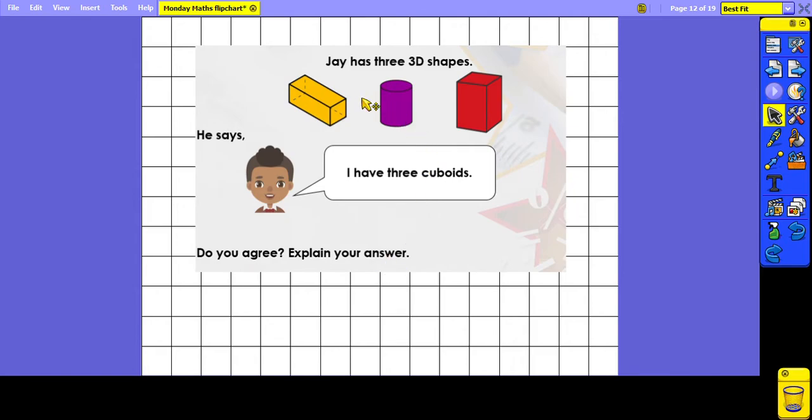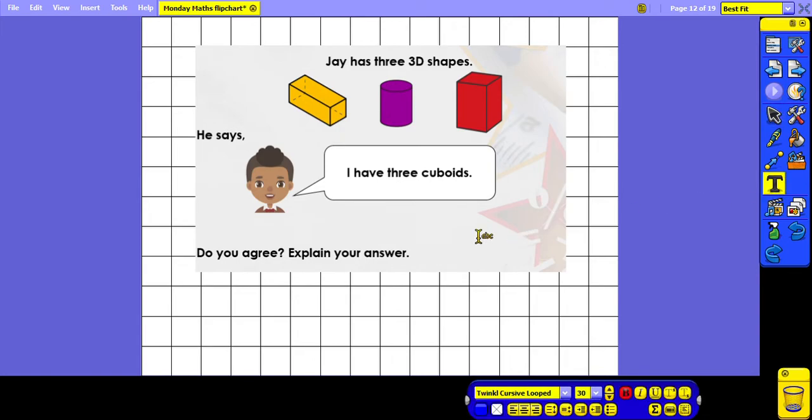Okay, so let's have a look at the shapes that J has got. And if we remember, cuboids only have flat faces. And we can see that this yellow shape and the red shape, they are both cuboids. However, the middle one has got a curved face, and this one is a cylinder. So we know that J is incorrect because he thinks he's got 3 cuboids.